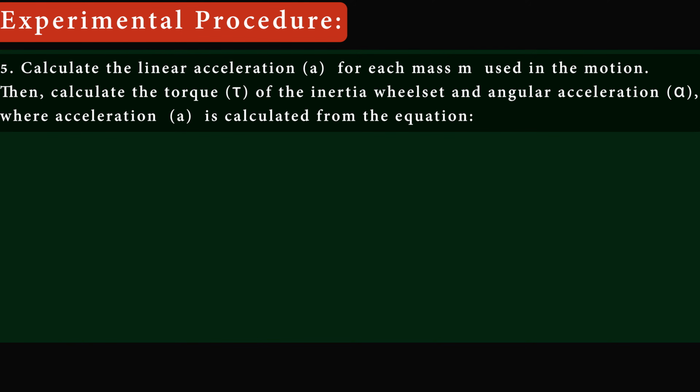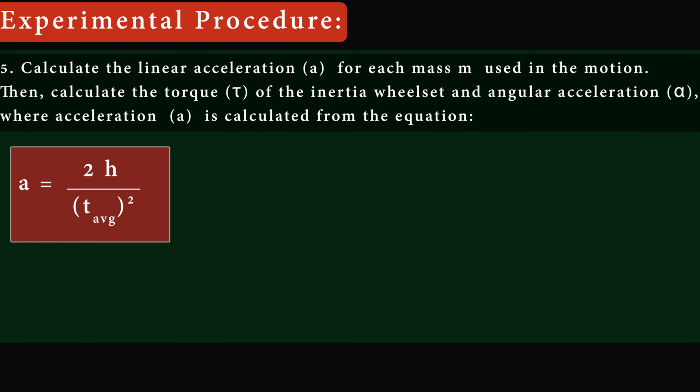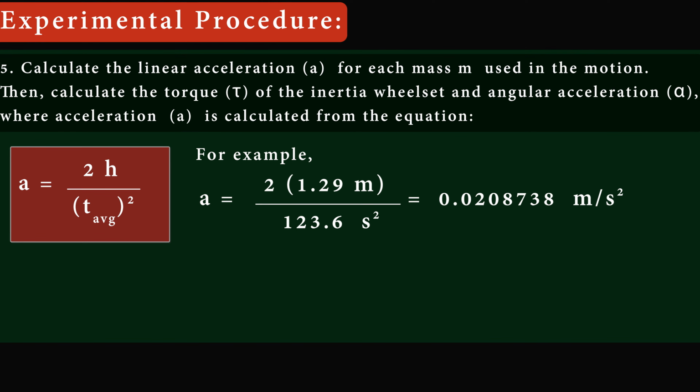5. Calculate the linear acceleration for each mass m used in the motion. Then, calculate the torque of the inertia wheel set and angular acceleration alpha, where acceleration a is calculated from the equation a equals 2h divided by t average squared. The results are determined using the multiplication principle involving significant figures, which will follow the rule of the least significant figure. For example, a equals 2 times 1.29 divided by 123.6 is equal to 0.0208737 meters per second squared.